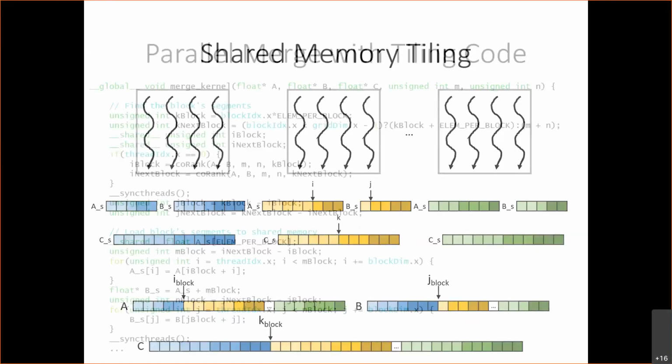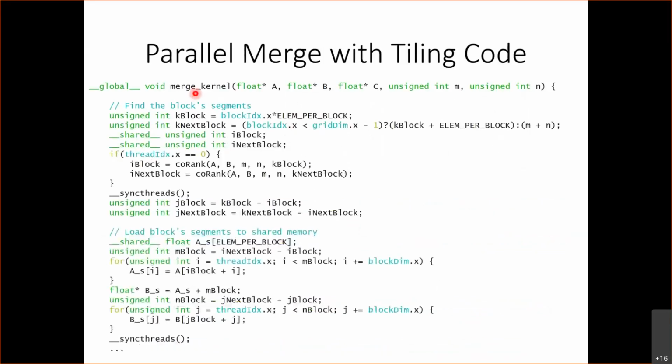So here, this is the parallel merge using tiling to improve the coalescing. Here, we're going to find the K for each thread block. This is K block in the previous diagram. We'll do that by multiplying the block index by the number of elements per block. We also find the k for the next block.